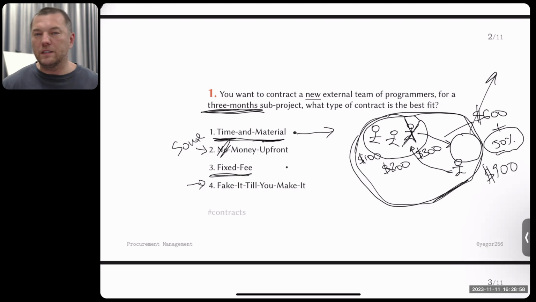Another type is called fixed fee. That's the opposite approach. In the fixed fee contract, I just say, I don't care how many people you have.